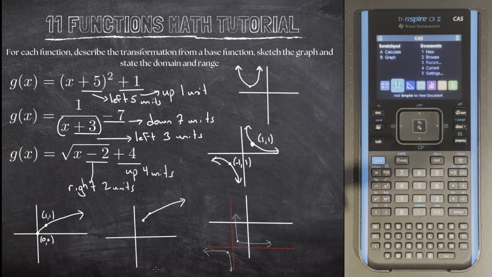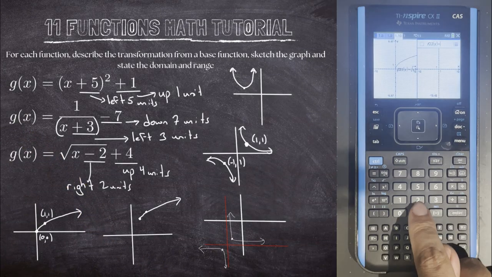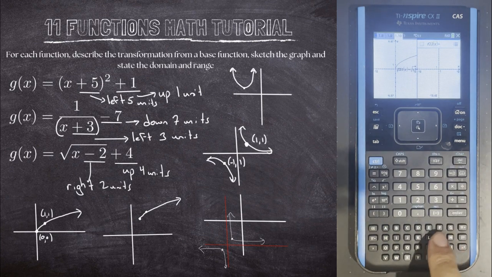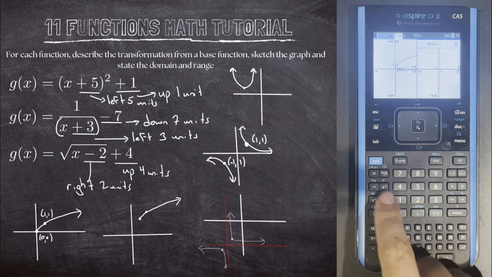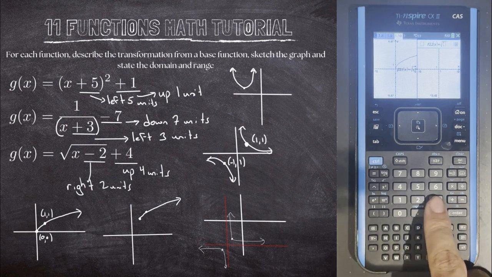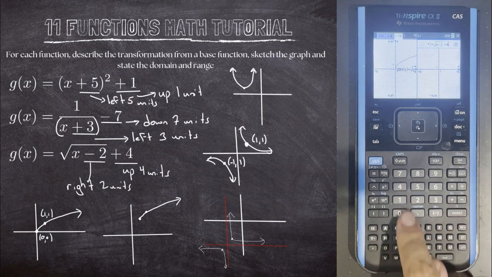And finally, let's check that on our calculator. All right, there's our radical function, and now we're going to try translating it with the square root of (x minus 2) plus 4. All right, perfect. Now let's try some compressions and some stretches.